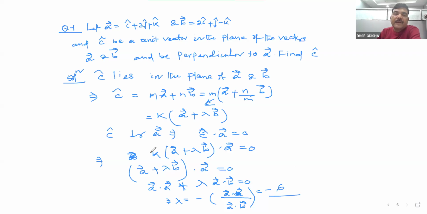A dot B in terms of components: A1 B1 plus A2 B2 plus A3 B3, that is 1 into 2 is 2, 2 into 1 is 2, 4 into minus 1 is minus 4, so 2 plus 2 minus 1, that is 3. So lambda is equal to minus 2.